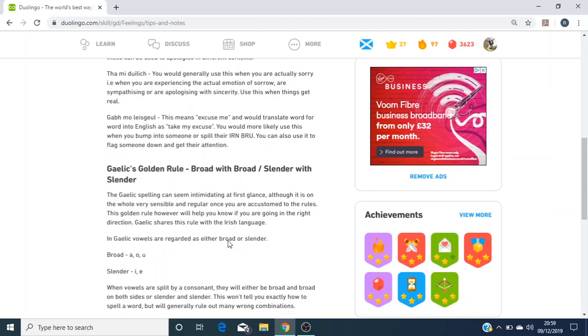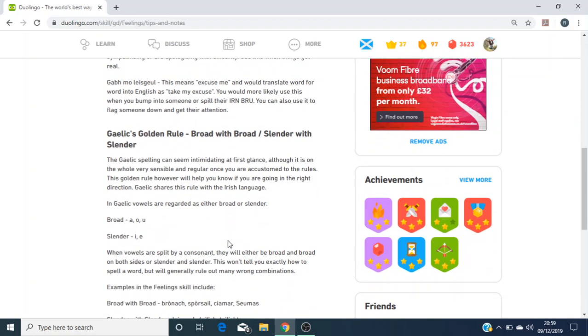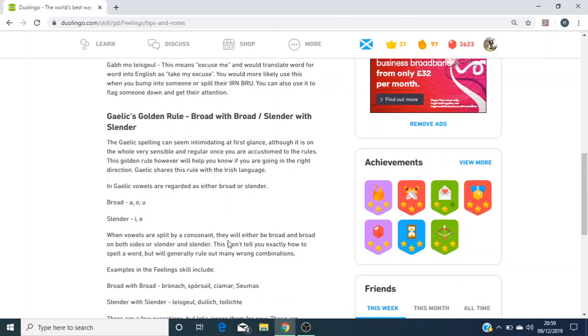Gaelic's golden rule: broad with broad, slender with slender. The Gaelic spelling can be intimidating at first glance, although it is on the whole very sensible and regular once you are accustomed to the rules. The golden rule, however, will help you know if you're going in the right direction. Gaelic shares this rule with the Irish language. I don't think I've come across this when I'm doing my Irish course, but I'm sure I'll come to it in good time.